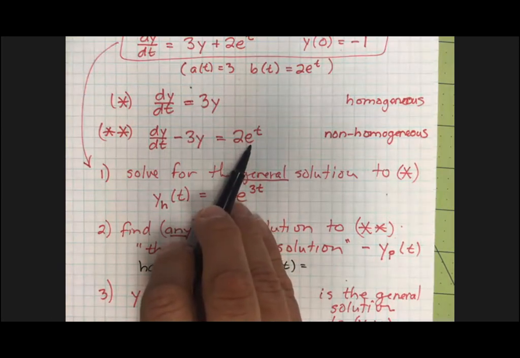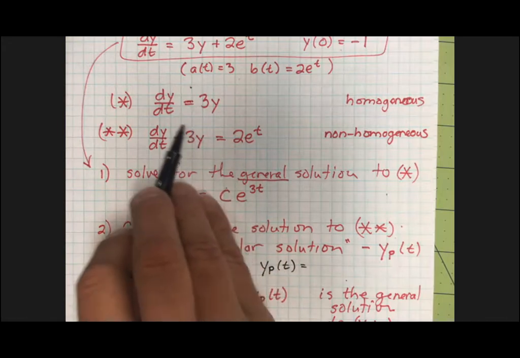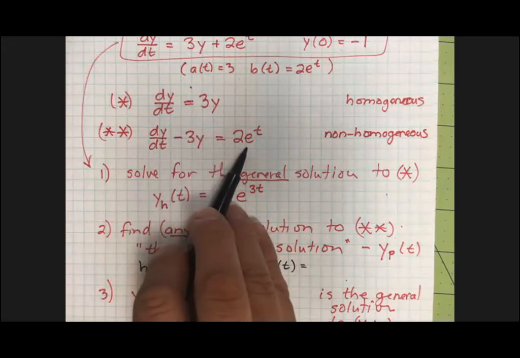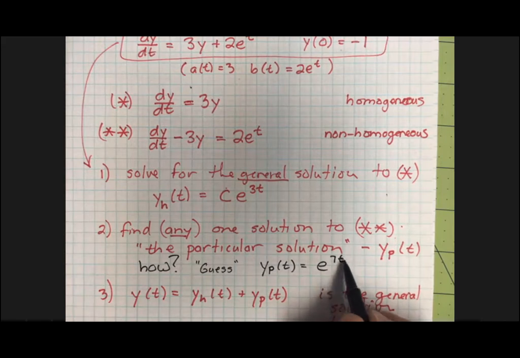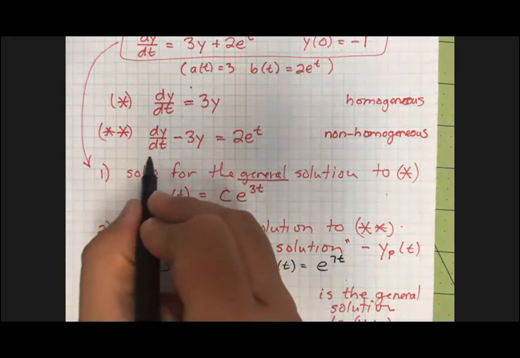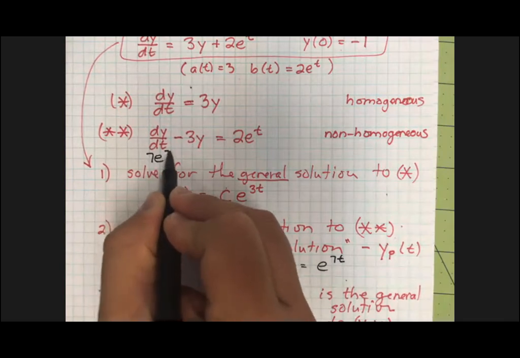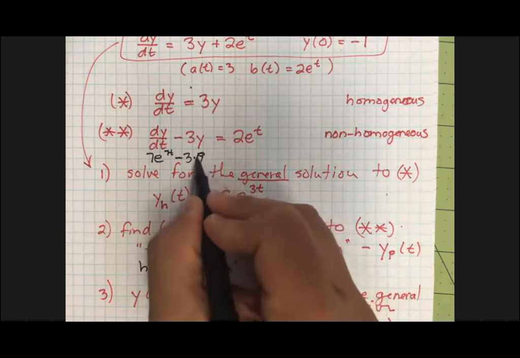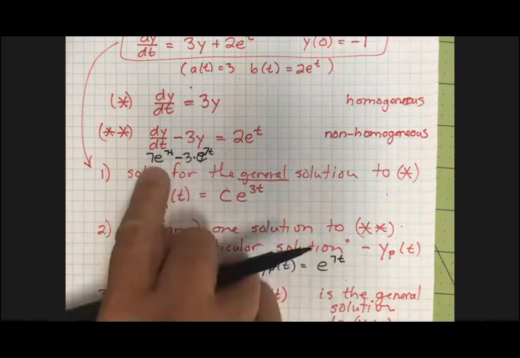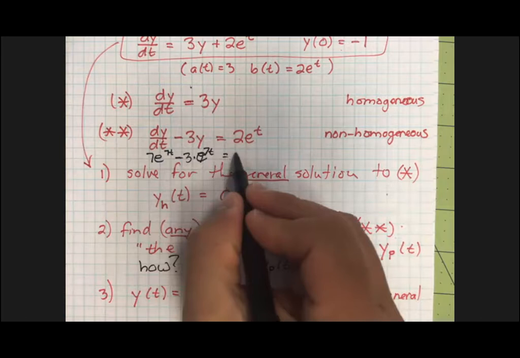You start to understand we're not guessing. We're trying to find out what I can put into the left side to give birth to the right side. Now you say, what about e^(7t)? Where did he get the 7? Well, I'm joking in a sense because it's doomed to failure. But what's the derivative of e^(7t)? 7e^(7t). What's 3 copies of e^(7t)? That's 7e^(7t) minus 3e^(7t). That's 4e^(7t).